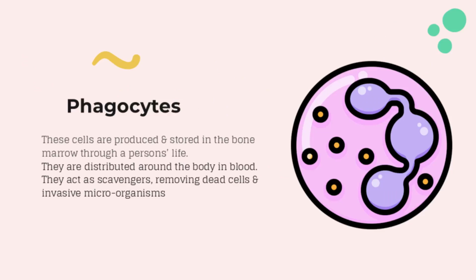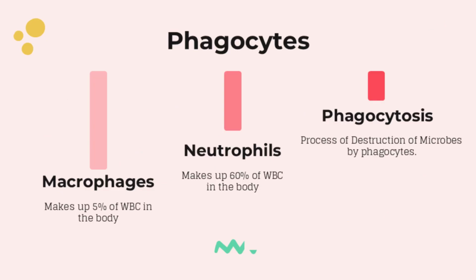Phagocytes. These cells are produced and stored in the bone marrow through a person's life. They are distributed around the body in blood. They act as scavengers, removing dead cells and invasive microorganisms. Macrophages make up 5% of white blood cells in the body. Neutrophils make about 60% of white blood cells in the body. Phagocytosis is the process of destruction of microbes by phagocytes.